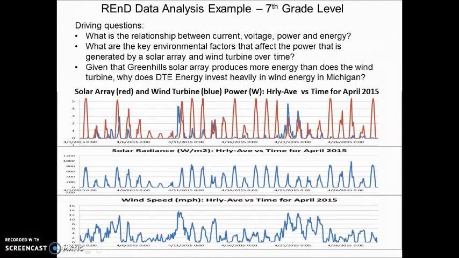Building on the 6th grade experience, 7th graders should think more about how the energy data they will be analyzing is generated. Let's consider the following driving questions. What is the relationship between current, voltage, power, and energy? What are the key environmental factors that affect the power generation by a solar array and a wind turbine? And given the Greenhills solar array produces more energy than does the wind turbine, why does DTE Energy invest heavily in wind energy in Michigan?